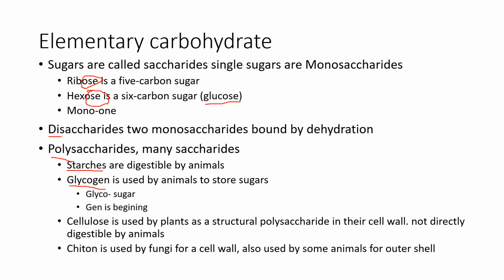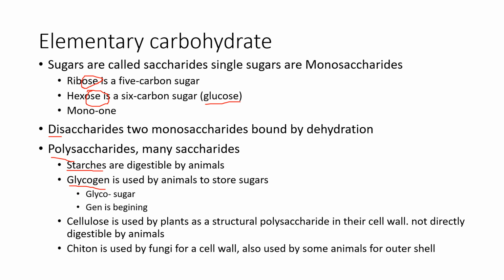If you look at the name, glyco will usually mean sugar. Gen means beginning. So glycogen is beginning of sugar. What happens is you store the sugars as glycogen, and when your sugars are low, you make new sugars by breaking down the glycogen.